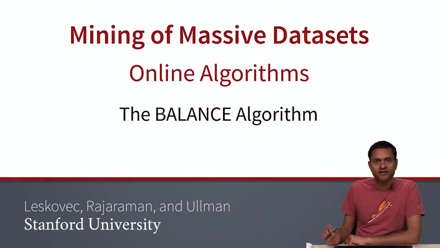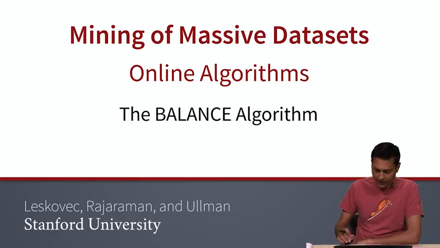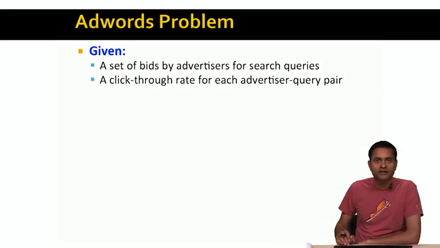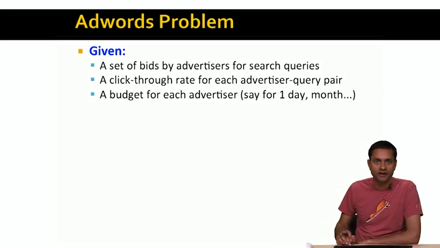We're going to continue our discussion of the AdWords problem with a look at the balance algorithm. The balance algorithm is a way to deal with the problem of limited advertiser budgets in the context of the AdWords problem. To refresh your memory on what the AdWords problem is, we are given a set of bids by advertisers for search queries and a click-through rate for each advertiser query pair, and in addition, a budget for each advertiser. The budget could be for a day or a month or a year or some period like this.